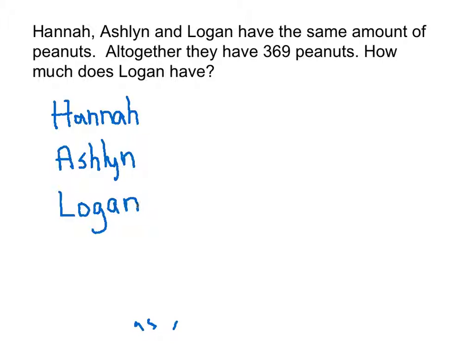Now I'm going to see who has the smallest amount, but I noticed that the first sentence says Hannah, Ashlyn, and Logan have the same amount of peanuts. So they all three have the same amount. So I'm just going to give them each about the same size box. I try to draw them about the same, but I'm no artist, so I just get as close as I can.